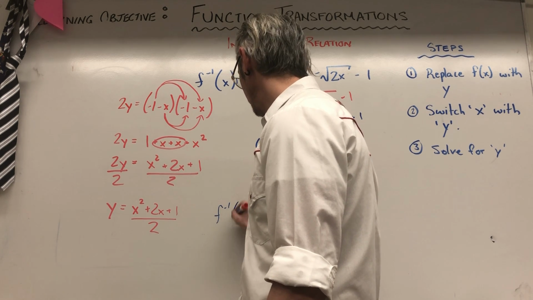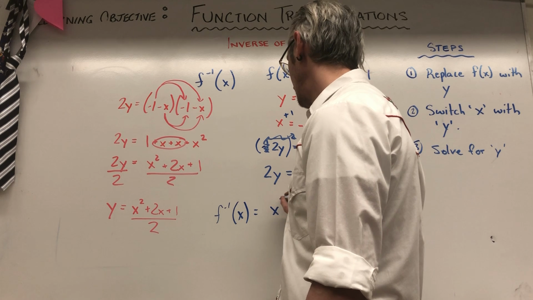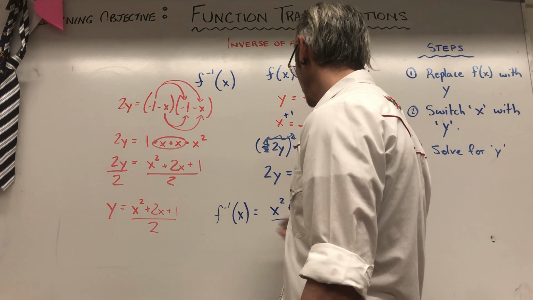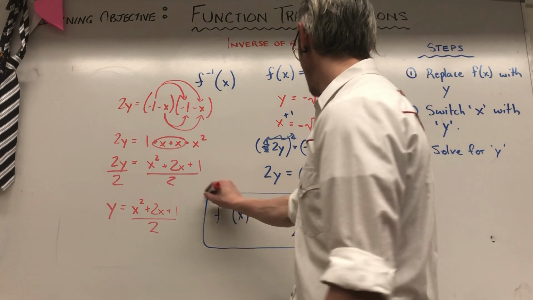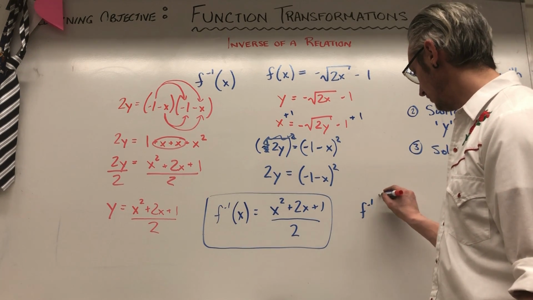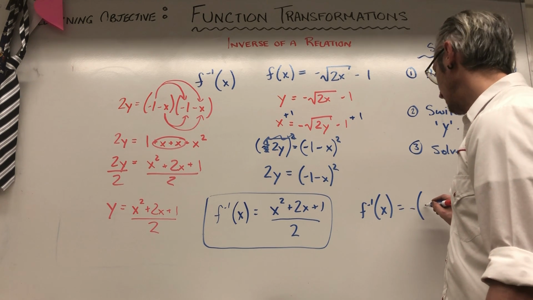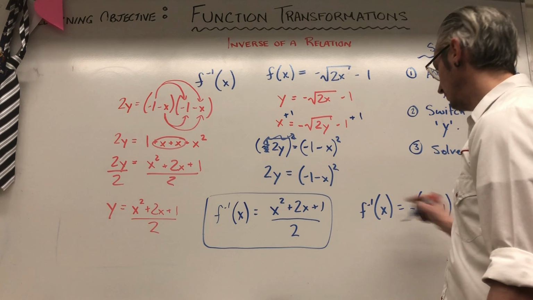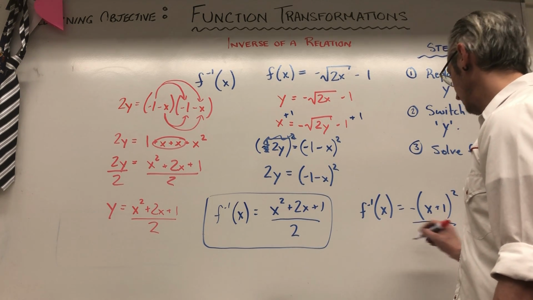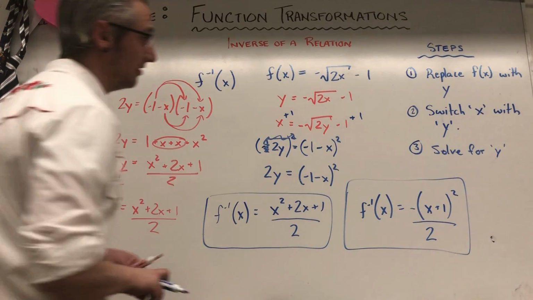So f inverse of x is equal to x squared plus 2x plus 1 over 2. Or I could have just solved it right here and been given f inverse of x is equal to negative x plus 1, just took out the negative, squared, over 2. Both of these answers would have been acceptable. That's the inverse of a relation.